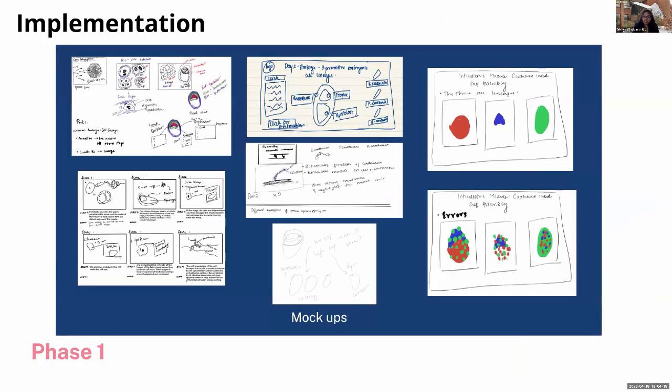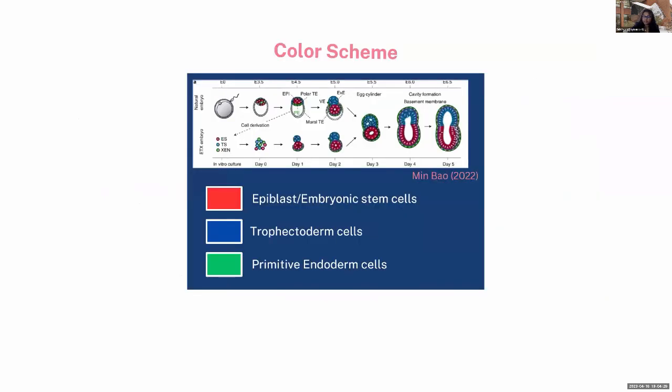So my implementation was carried out in 3 phases. The first phase was doing mock-ups, having rough diagrams and ideas recorded using Photoshop, Procreate, and Illustrator. During this phase, I determined the color scheme that I wanted to use. Since red, blue, and green were used for the cell lines throughout the research carried out by Dr. Minbao, I wanted to keep that intact so as not to confuse the audience.